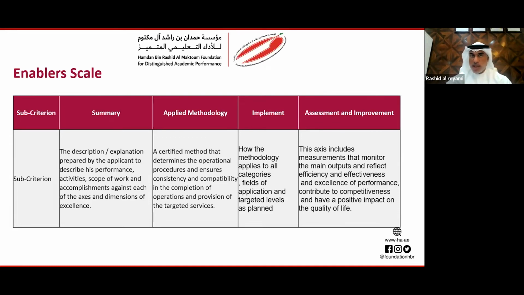We will take the elements 1, 2, 3, 4, and we will write a summary about them. That summary is not supposed to be more than 150 words. That's number 1. Number 2, for every element, I will look at the certified method that determines the operational procedure and ensures consistency and completeness on the completion of the operation and provision of the target service. So I want to see the applied methodology used for element number 1. Then I want to see how you implemented it. Then I want to see how you did the assessment and whether there is any point for improvement.